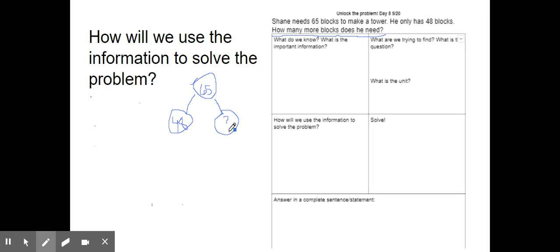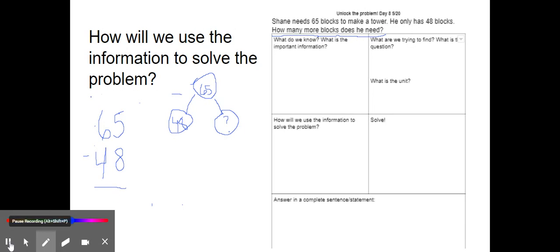When we're missing a part, do we add or subtract? If you said subtract, you're right. We take a part away from the whole to find the missing part. So the equation you could write is 65, that's our whole, minus 48. I'm writing this equation vertically. You could also write it horizontally.